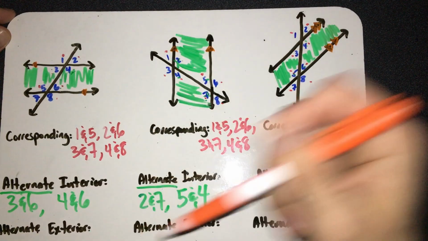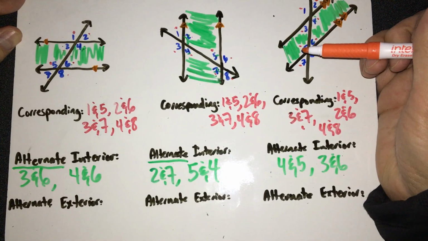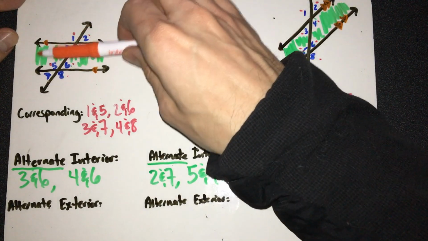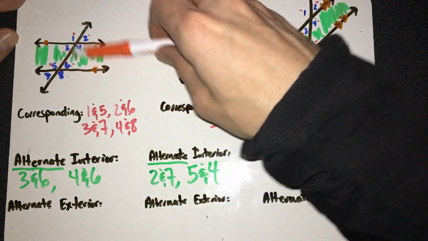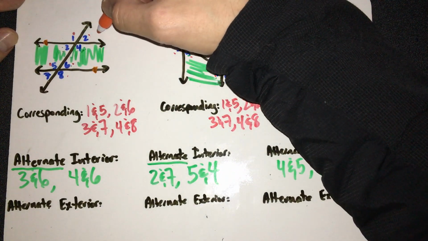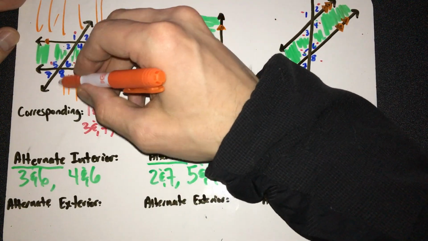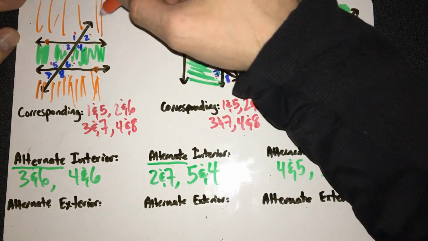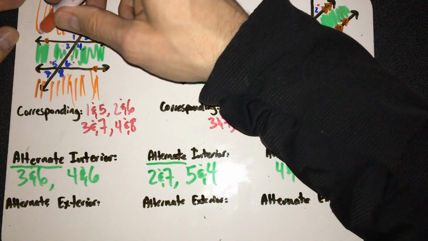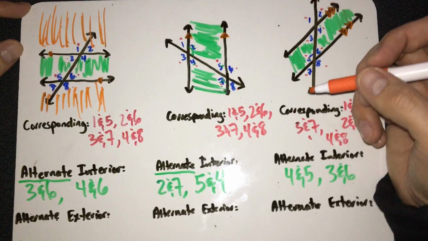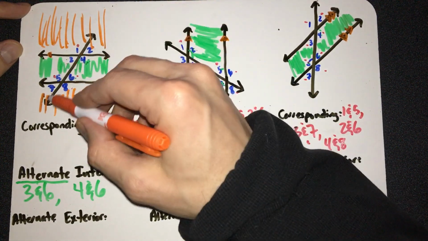And so for the last example here, your alternate exterior. Exterior is the opposite of interior. So instead of being in between the parallel lines, we're either up above or down below. We're out here on the outer limits, right? The exterior, the outside of it. And so you have 1 and 2 and 7 and 8.